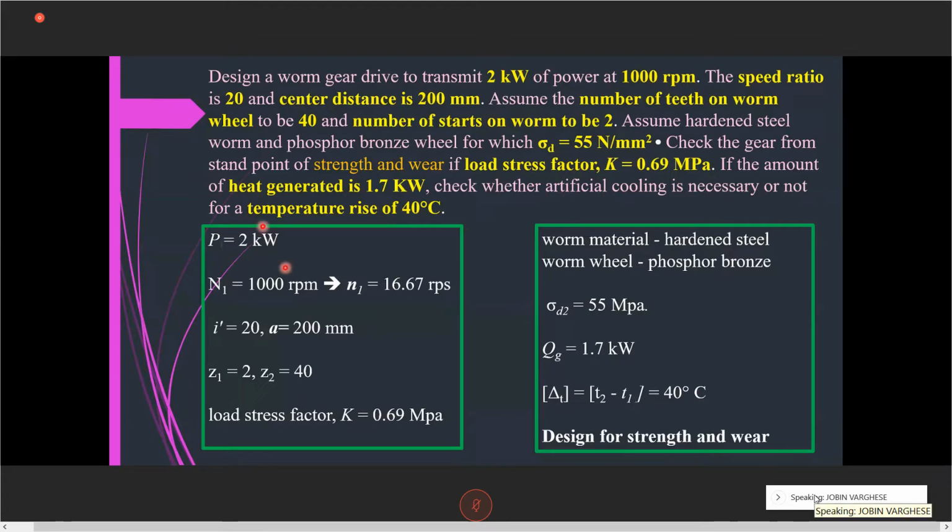So I just listed out all the given parameters here, and we design for strength and wear. Here this factor is the temperature T2 minus T1, that is the rising temperature, which is 40 degrees. When running, the heat generated gives us a rise of 40 degrees centigrade. That's just temperature. So temperature and heat are quite different. Okay, we'll come to that.